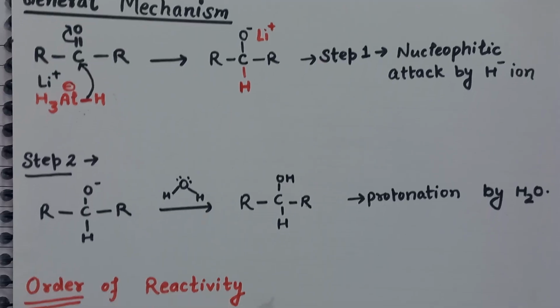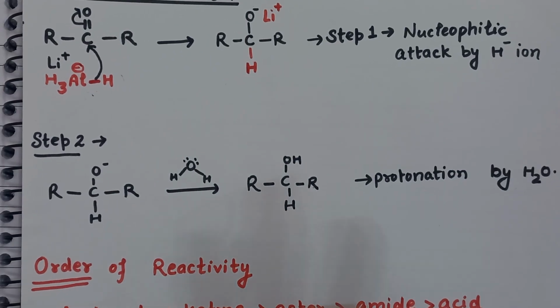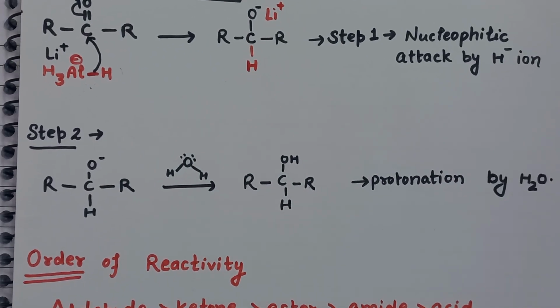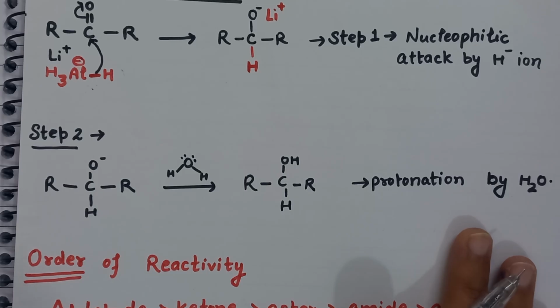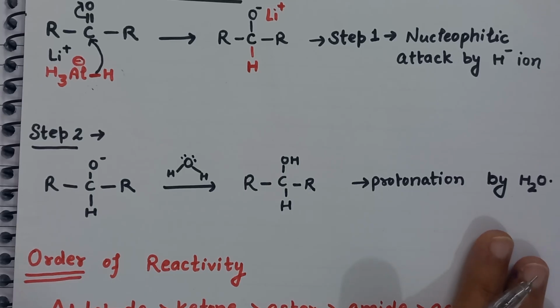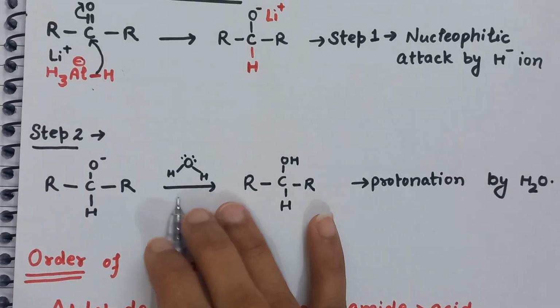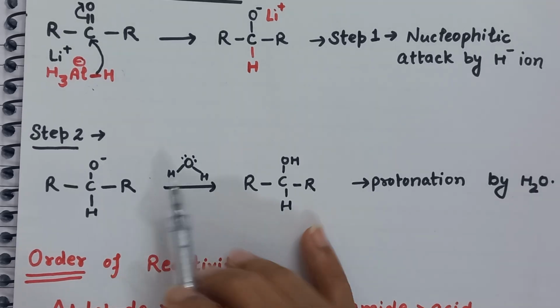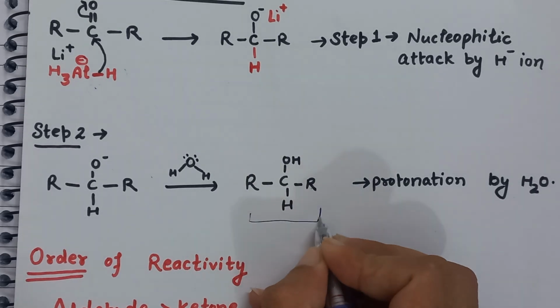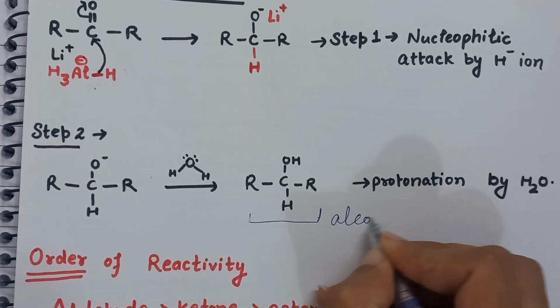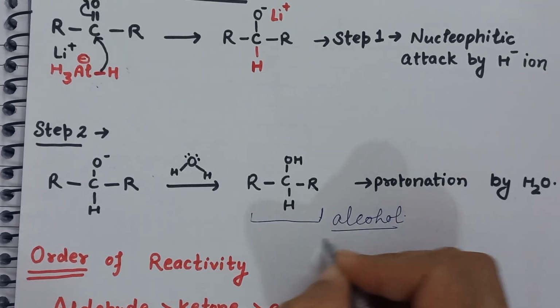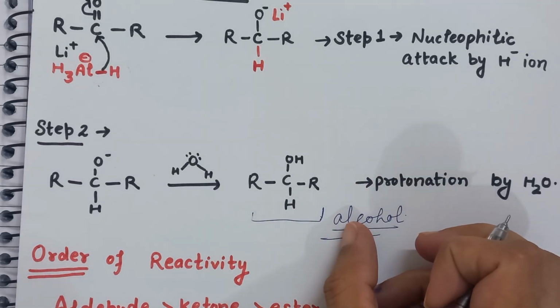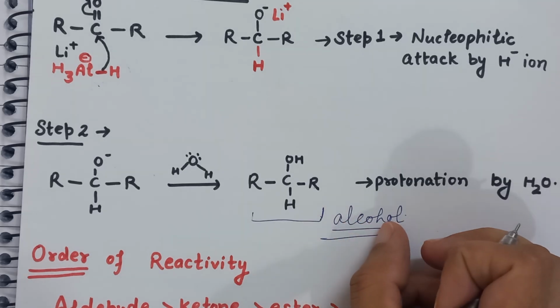The next step involves the protonation by water. We can say that it is the quenching of the reaction by providing the H plus ion to the reaction. So this H plus ion will be taken by the oxygen and we get the alcohol. So this is the general mechanism by which lithium aluminum hydride can reduce a group.